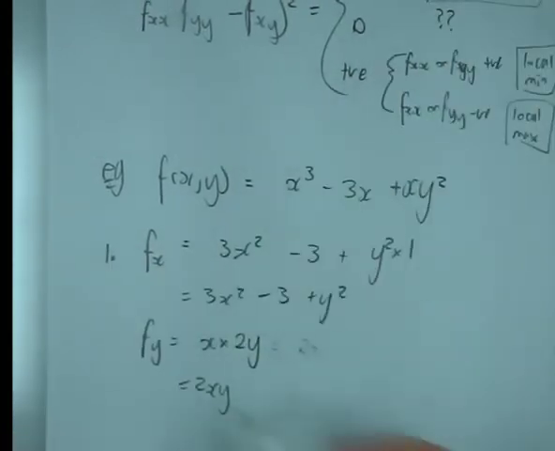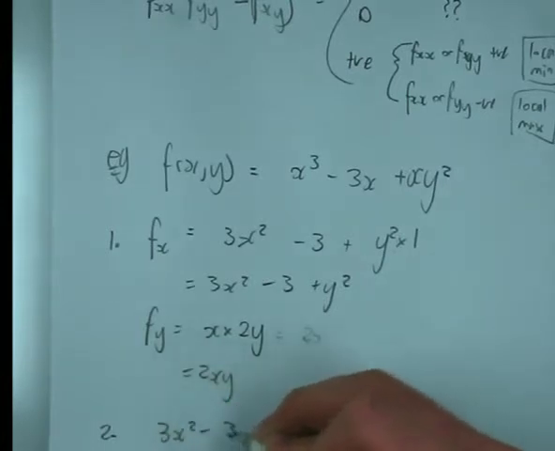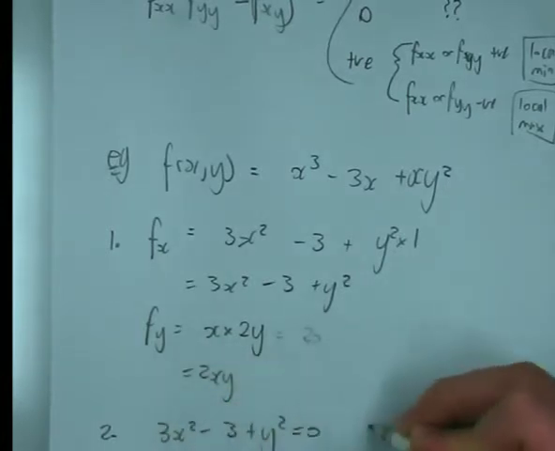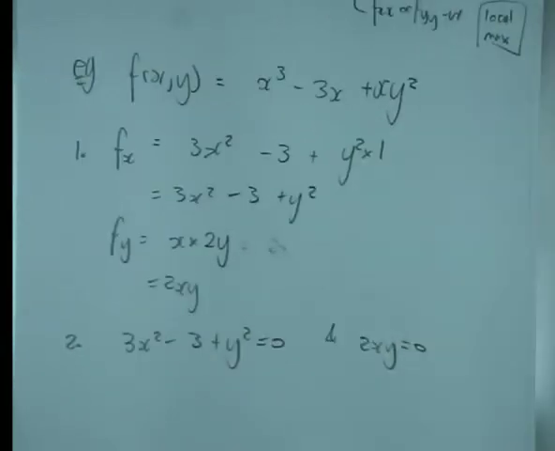So that's step 1. We're going to set them all to 0. 3x squared minus 3 plus y squared is 0, and 2xy is 0. And then somehow we have to figure out what to do with this, okay? So usually one of them should allow you to figure out, so you've got two choices. Either you're going to rearrange one to get y equals in terms of x and sub that into the other one, or you're going to get solutions for x and y straight up from one of them.